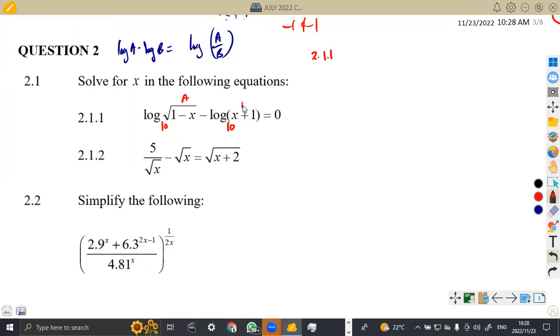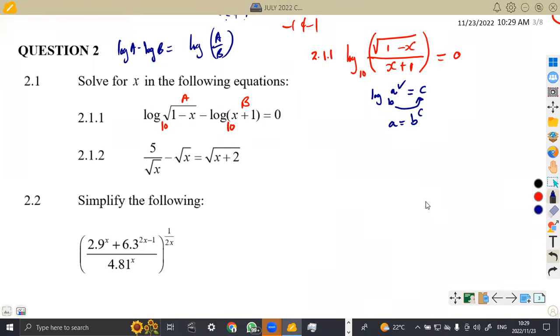This is your A and that's your B. So you're going to have the logarithm of the square root of 1 minus x over x plus 1, in base 10. So this is a single logarithm and we equate to 0. Since it's difficult to work with logarithms, convert to index form or exponential form, which is the easiest way, since we know that if the logarithm of A in base B is equal to C, then it follows that A is equal to B to the exponent of C.